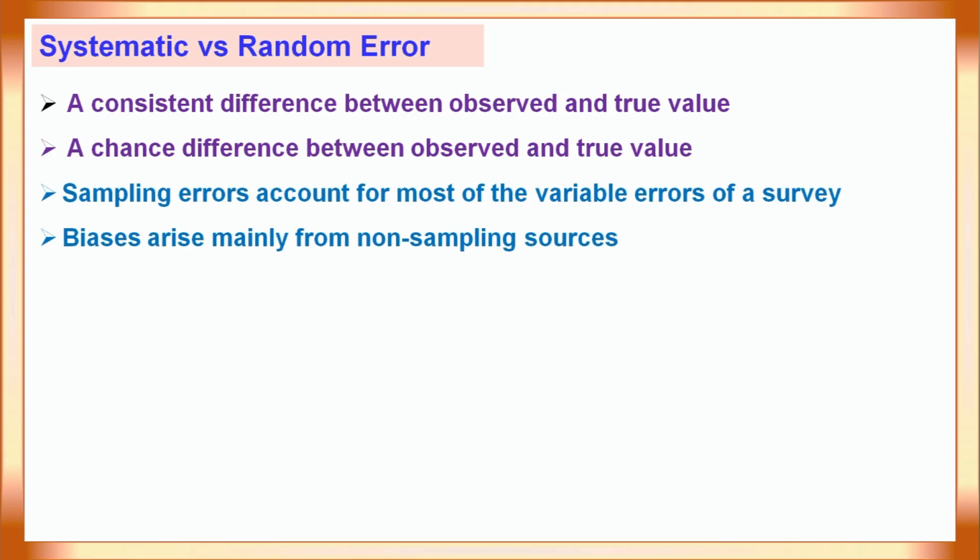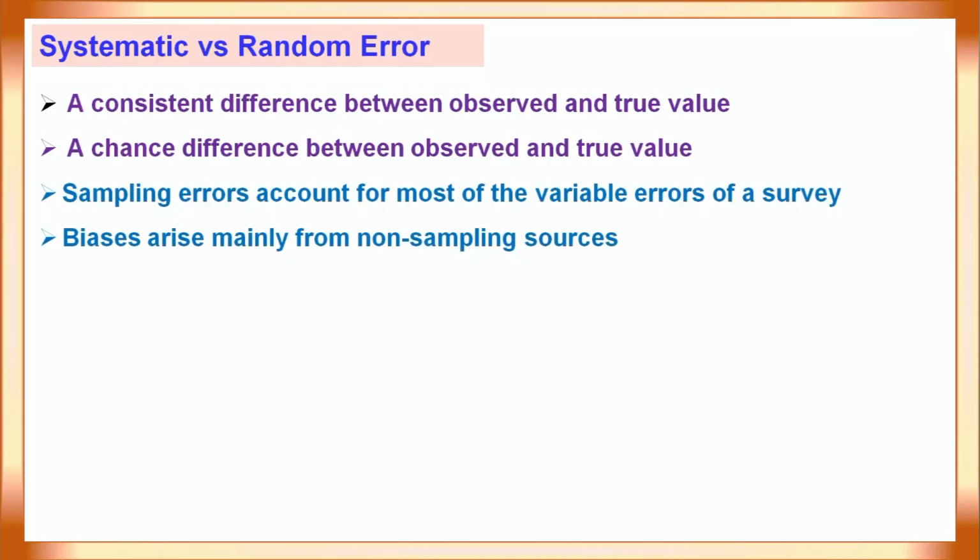Like systematic bias, if you take an example, suppose you are using a weight scale which is faulty. Every time you measure the weight, it may give you an increased weight. So this is an example of systematic bias, meaning it is generally biased towards one particular direction.